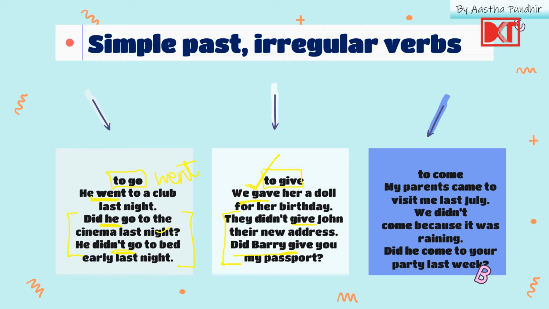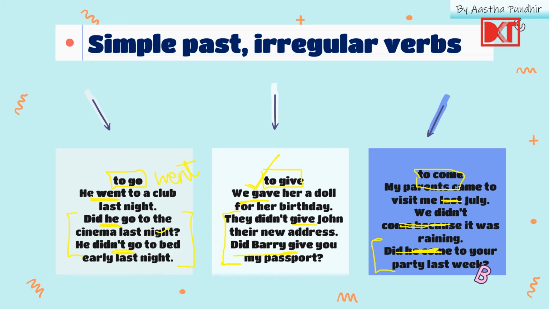Alright, we use gave. Then for similarly to come, the word to be used in the past tense is came. I came, you came, it came, he came, she came, we came, you came, they came. Alright? But again, we didn't. This is the negative. Negative में क्या होगा? We didn't come because it was raining. And then for the question, did he come? मतलब यहाँ पे हमारा original form.